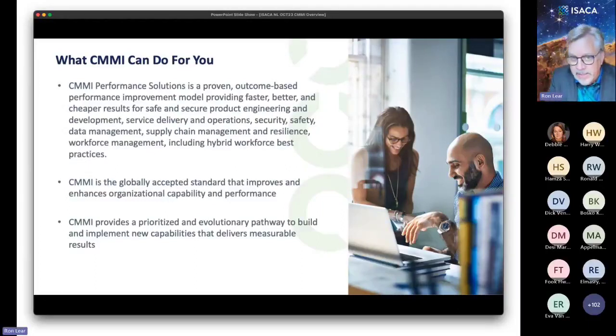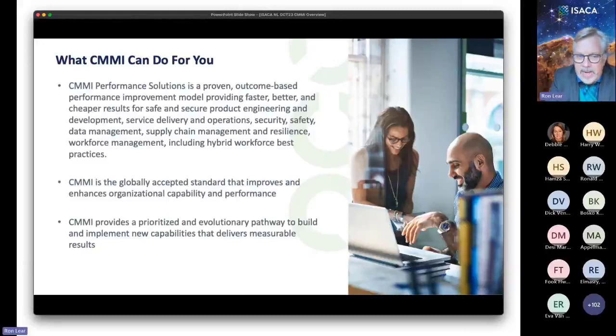CMMI has expanded greatly since those early days. We now have not only product engineering and development, but we also have service delivery and operations, security, safety, data management, supply chain and resilience, workforce management, including best practices around virtual and hybrid workforce. So the model covers 8 primary domains now, and it has a whole bunch of core information that goes with that. I'm going to show you that in just a few minutes. This is a globally accepted standard. We're in multiple countries around the world in multiple languages.